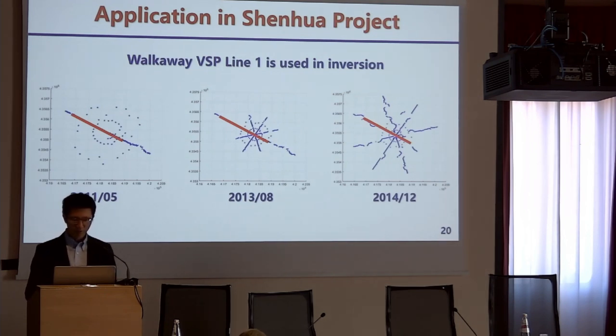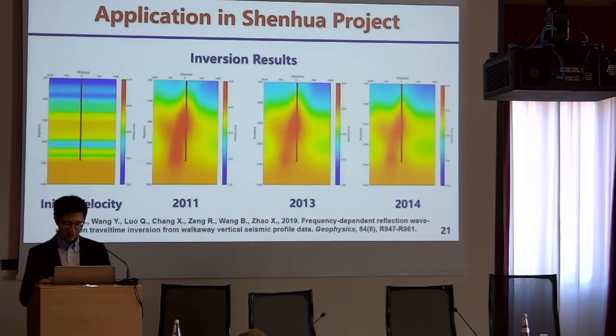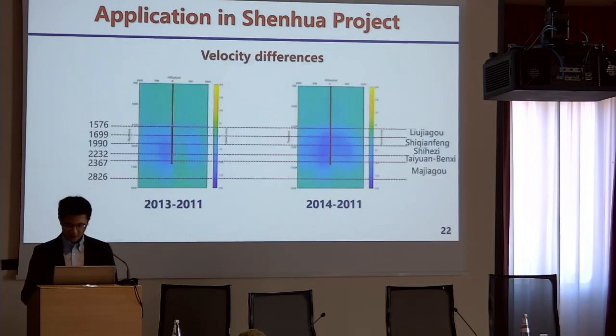In the real data application, we use the walkaway 91 for the inversion, as it has the best matched repeated source location. Okay, this is the inverted P-wave velocity, and this is the velocity differences. It can be used to identify the plume migration pathways. These changes correlate with the CO2 distribution, confirming containment within the target reservoir.